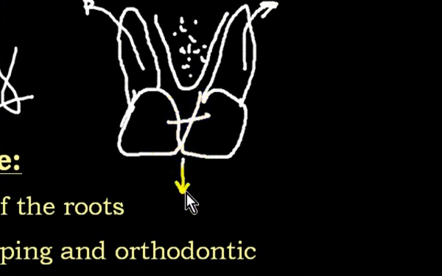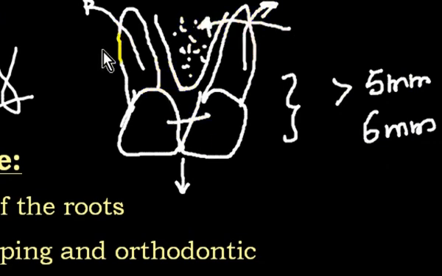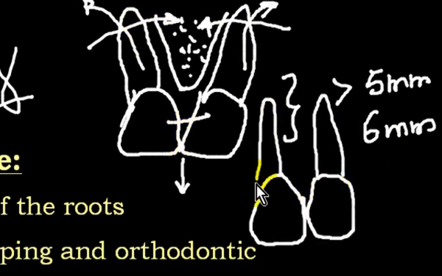Because the contact point has moved coronally, this distance from the crest to the contact point has increased, and if this distance becomes more than 5 millimeters, or you can say if it becomes rather more than 6 millimeters, what we get is absence of papilla. So what we can do is we can orthodontically upright the roots. If we upright the roots, what will happen is the contact point will move down because of the uprighting of the roots.